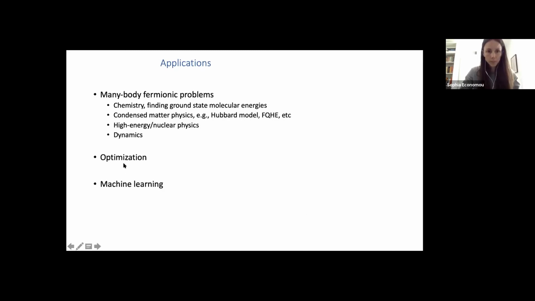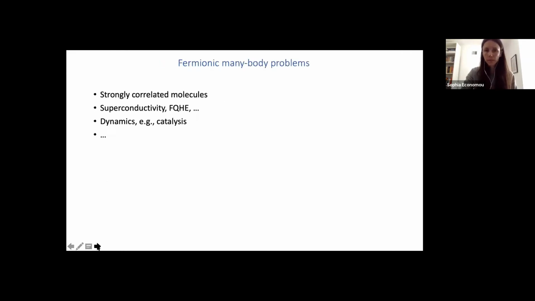Actually, I'm going to talk about this in a different order. So I will start from many-body problems, which are the most common. I'll switch to machine learning next, and I'll leave optimization last.